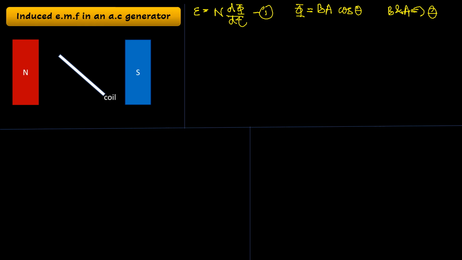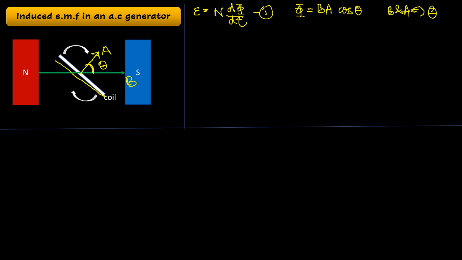If we refer back to this diagram on the left hand side, when your coil is rotating in the clockwise direction and your magnetic field is pointed to the right, from North Pole to South Pole, the angle theta between your B and A will be here. Your A is always perpendicular to the plane of your coil. This is the plane of your coil, so your A is in this direction. So the angle theta is actually here.